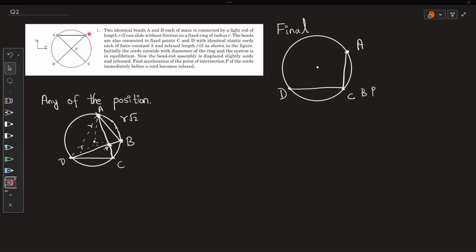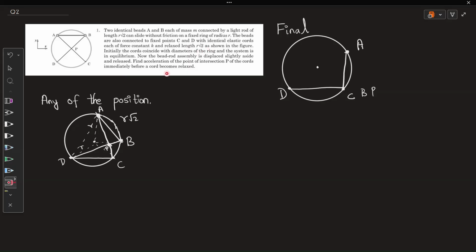First, this AB is a rod. AB is connected by a rod. A and B are beads. Now AC and BD are cords with the relaxed length r root 2. But now they are along diameters, so the length is 2r. Initially, there is a force acting over here and here, pulling both A and B. If you displace it slightly, it would undergo a simple harmonic motion.